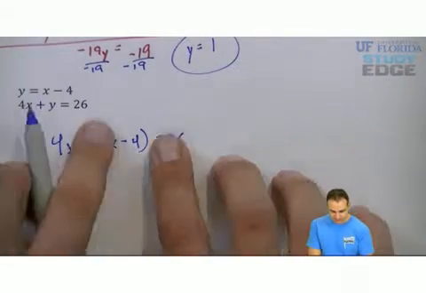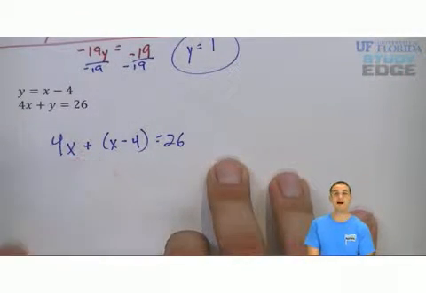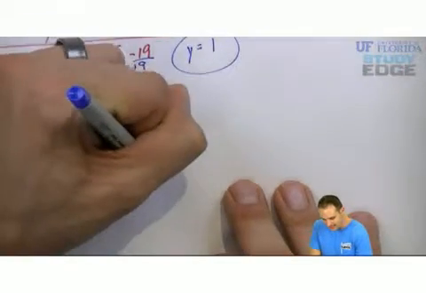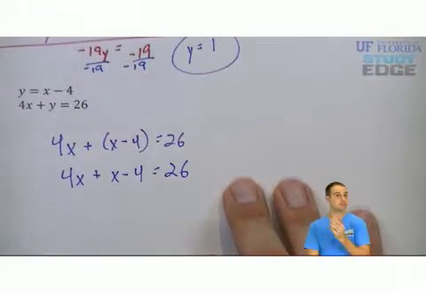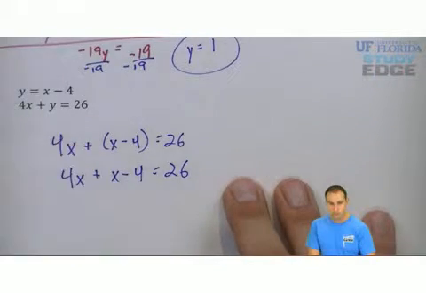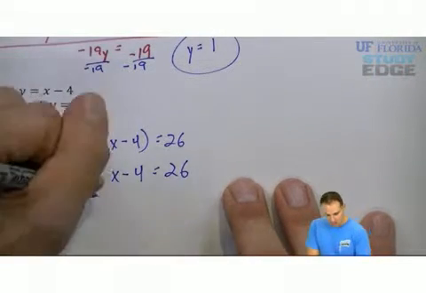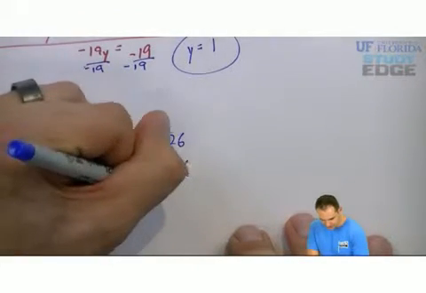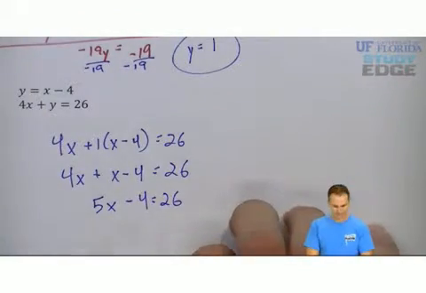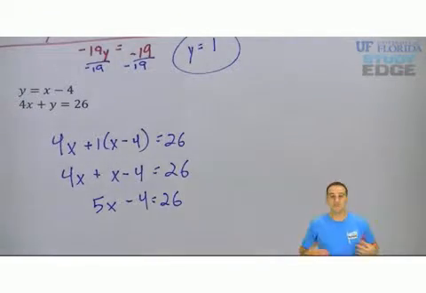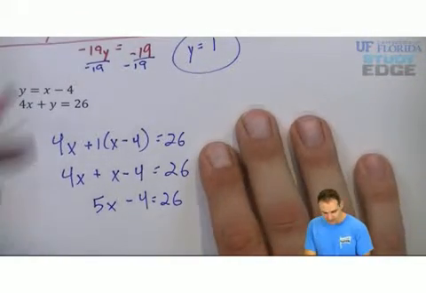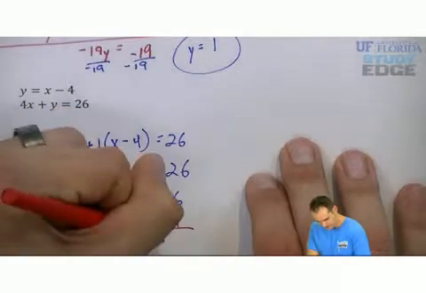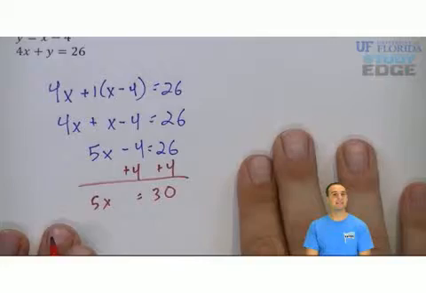And in this case, remember, these parentheses, I'd be multiplying by a positive 1, which means nothing changes. I can remove the parentheses, because really, I'm just distributing a 1 here. 4x plus 1x would be 5x, minus 4 equals 26. Again, variables are already on one side. Let's add the 4 to the other side. And then lastly, divide over.